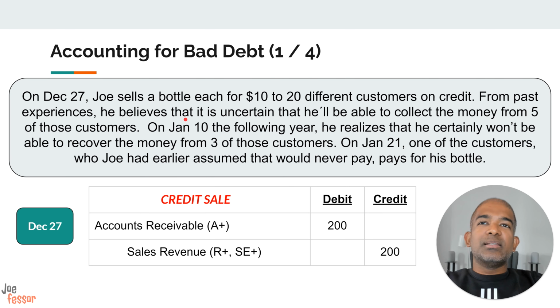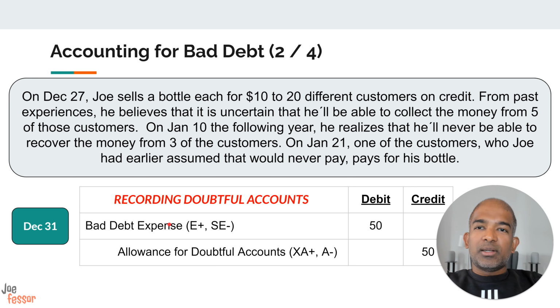From past experiences, he believes that it's uncertain he'll be able to collect the money from 5 of those customers. So Joe believes that he won't be able to collect $50 out of the whole $200. If on the 31st of December, Joe is preparing his financial statements at the end of the year, by showing his accounts receivable as $200, he would be overstating his assets. And by stating that his sales revenue is $200, he would also be overstating his revenue. Hence, on the 31st of December, Joe would have to make an adjusting entry before preparing his financial statements to show that realistically he expects to collect only $150.